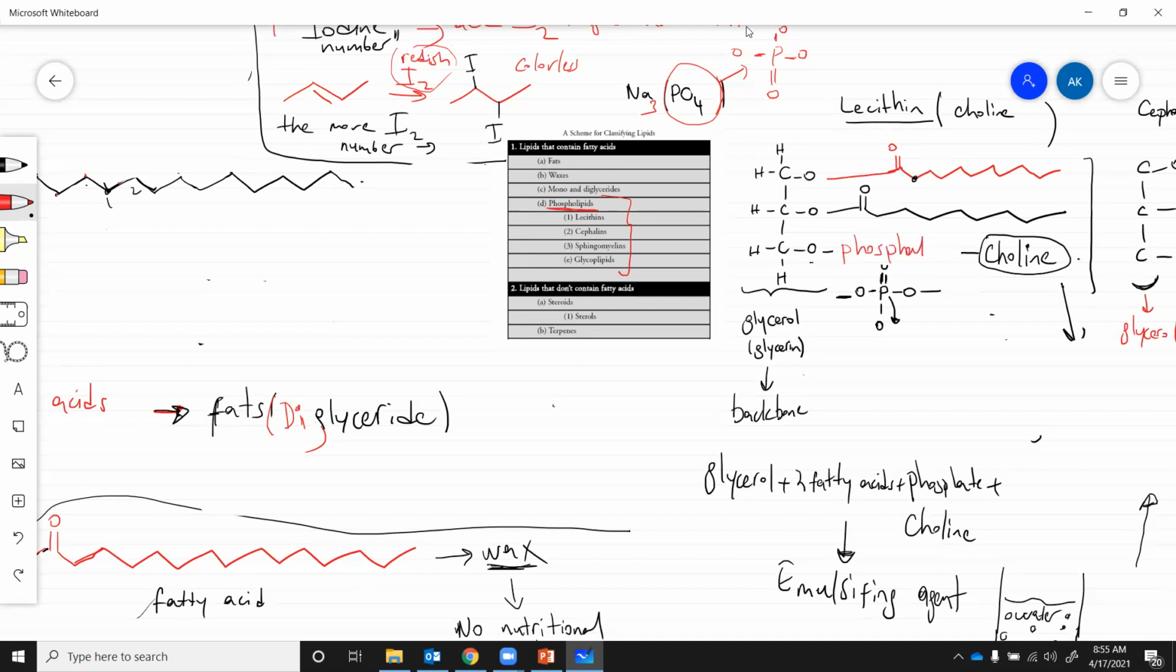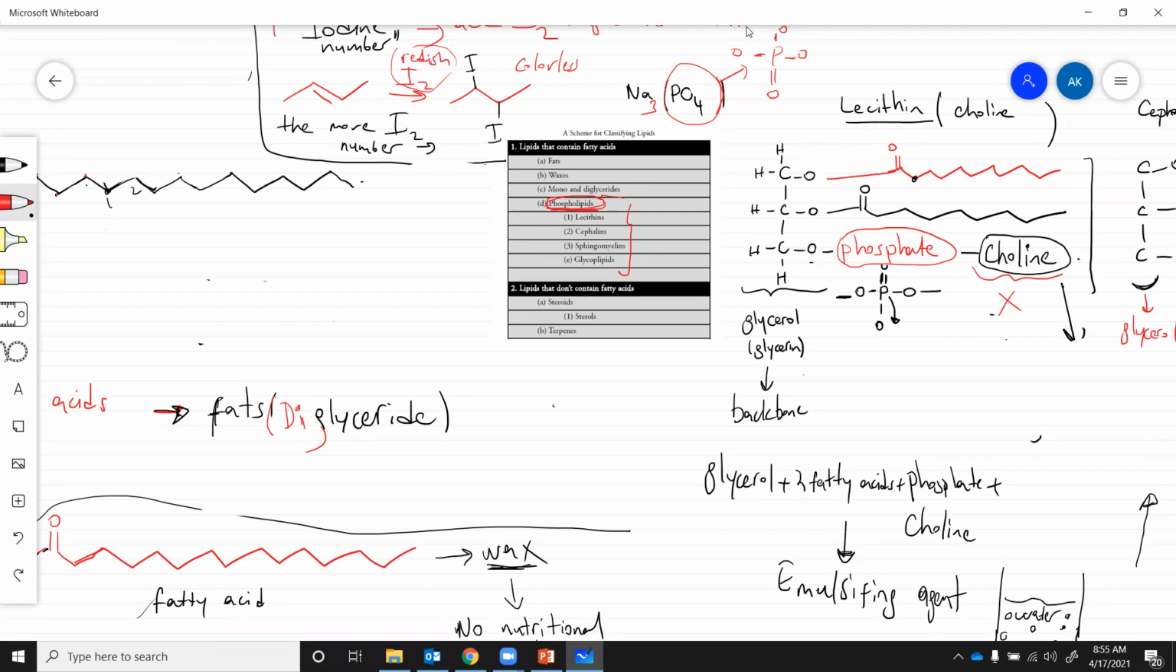Phosphate, right? So you must have this phosphate group here. Then you are going to be a phospholipid. Why? Because you have a phosphate. Make sense? As you can see, in fats, monoglycerides, and waxes, we don't have any phosphate. And then you're going to have this group here, which we'll call X. If you change this group, then you're going to have different phospholipids.